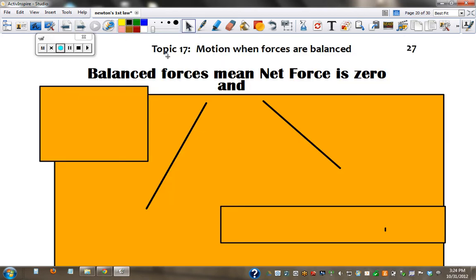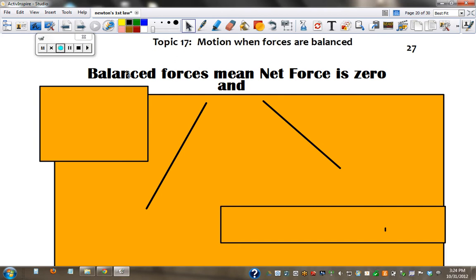All right, first thing, here's your title, page 27. The title is Motion When Forces Are Balanced. And this is a reminder, so start writing here. We're going to do a diagram. It can be kind of big. Fill up some space with this. There's not a lot of notes today, so you can write larger.